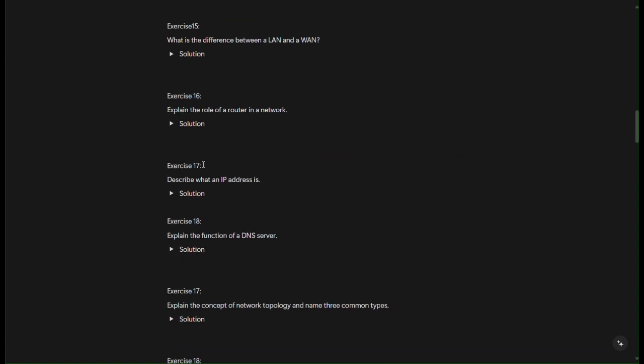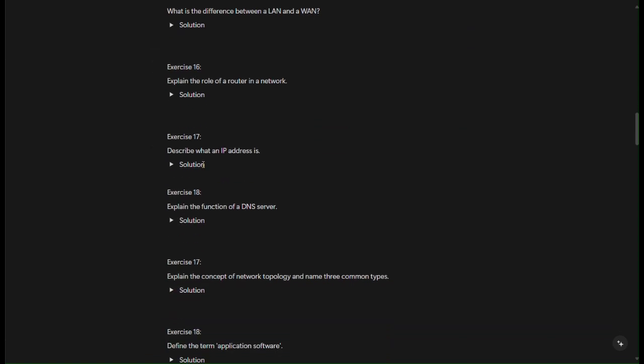Exercise 16. Explain the role of the router in a network. The router is essential for communication between devices on different networks, including between a home network, for example, and the internet.